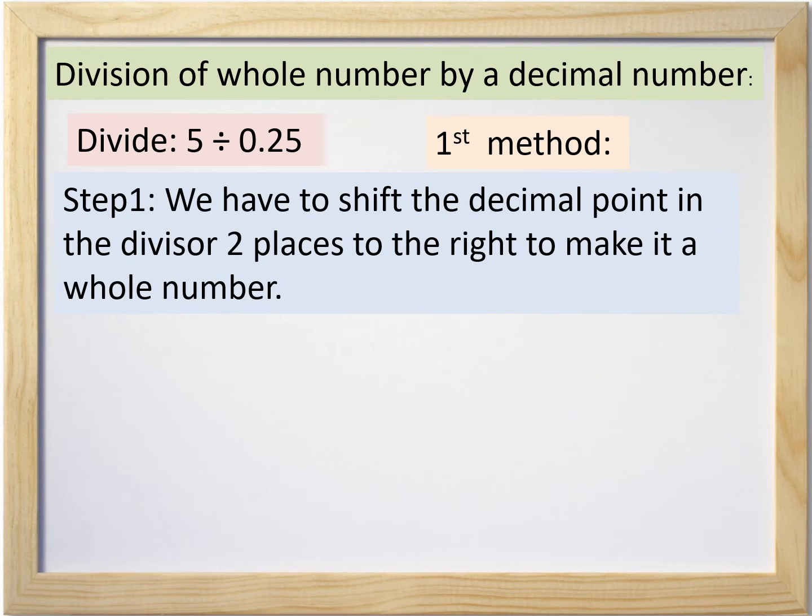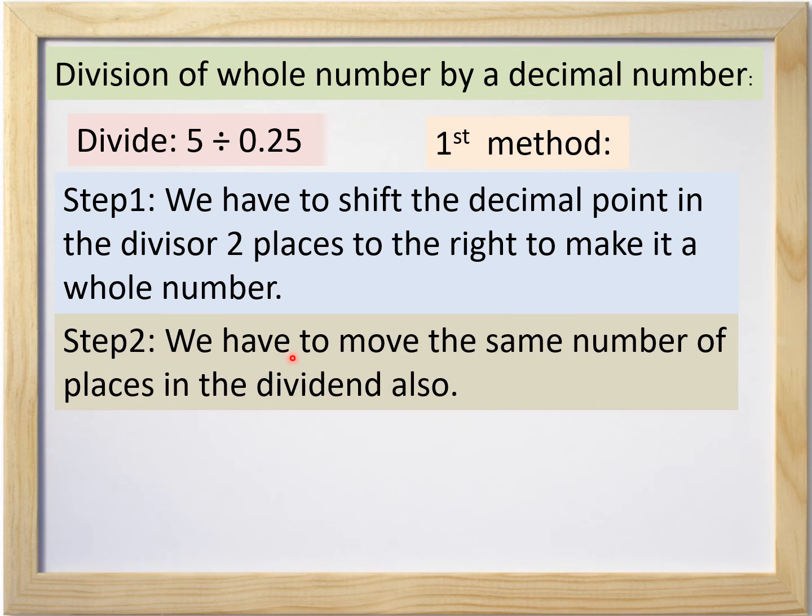So, what is the first step here? We have to shift the decimal point in the divisor 2 places to the right to make it a whole number. Here 0.25 is the divisor. Since there are 2 decimal places, we will shift the decimal point 2 places to the right so that 0.25 becomes a whole number. And what is the second step? We have to move the same number of places in the dividend also. Here 5 is the dividend, so we shift its decimal point 2 places to the right.